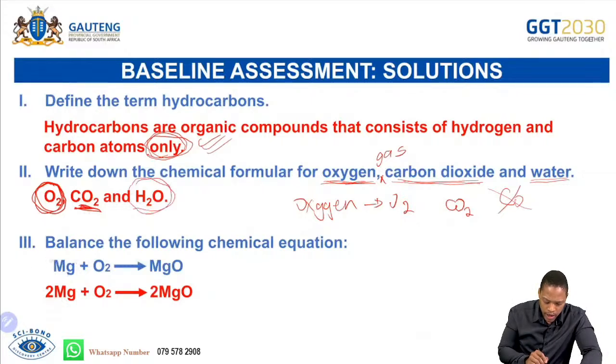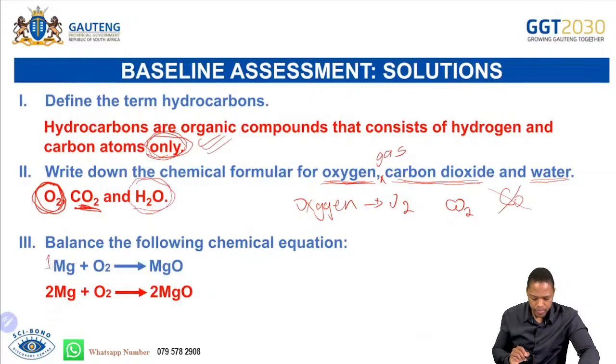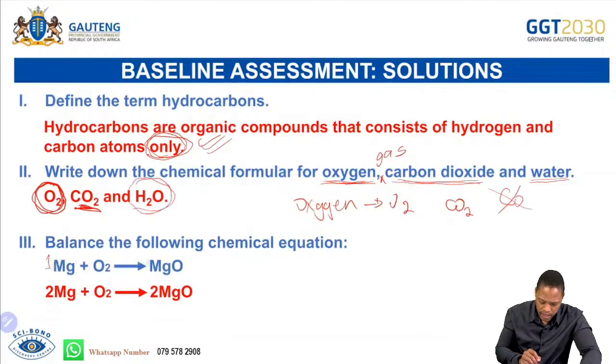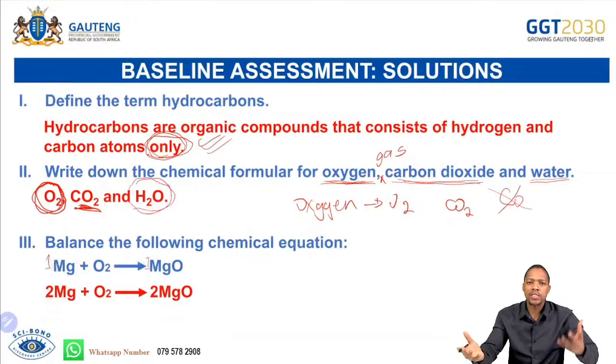We'll say here we only have 1. And how many do we have on the other side? It's also 1. Okay, that means they are balanced, since it's 1 on this side and 1 on this side.